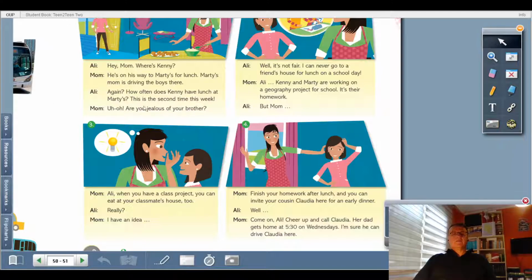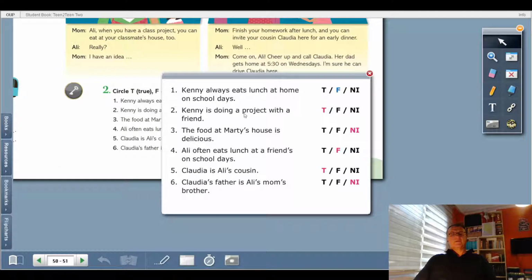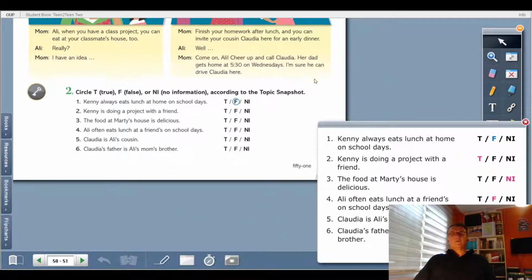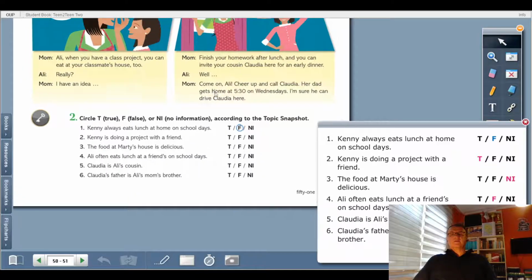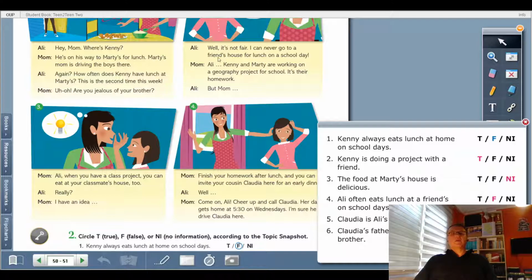Okay, now let's check the statements. True, false, or no information. Now, let's check the answers. You see, Kenny always eats lunch at home on school days. That's false. Kenny is doing a project with a friend. That's true. Okay. Kenny and Marty are working on a geography project. Yes. That's why we say Kenny is doing a project with a friend.